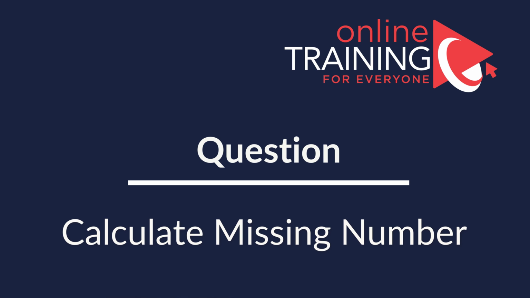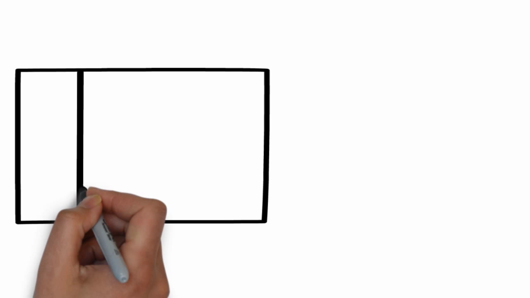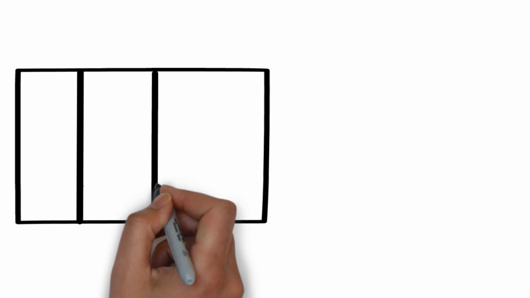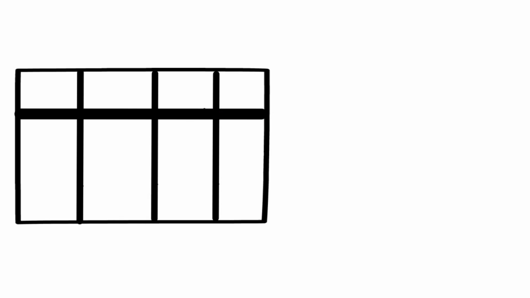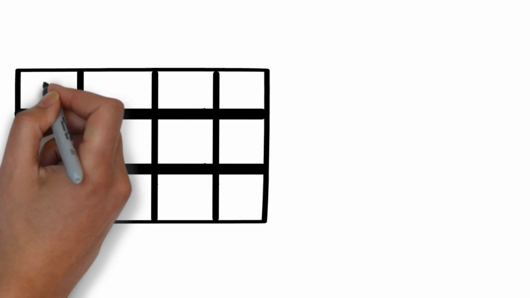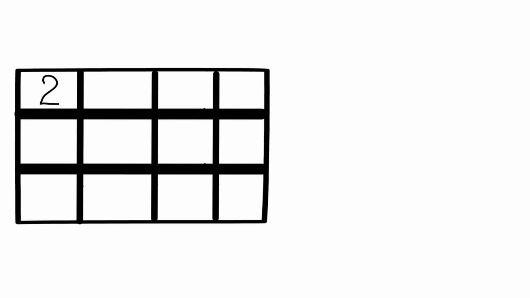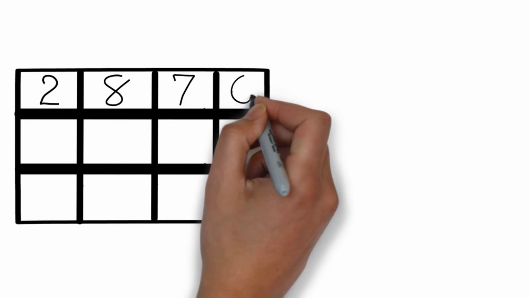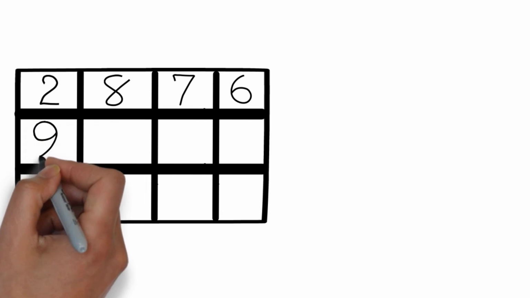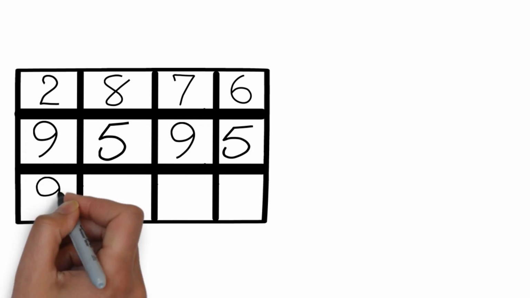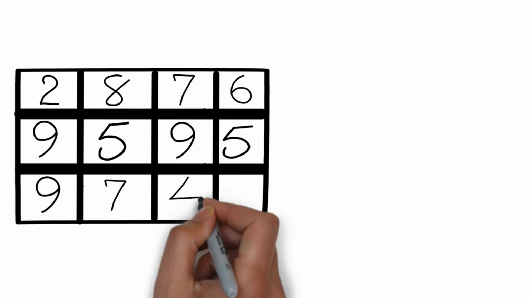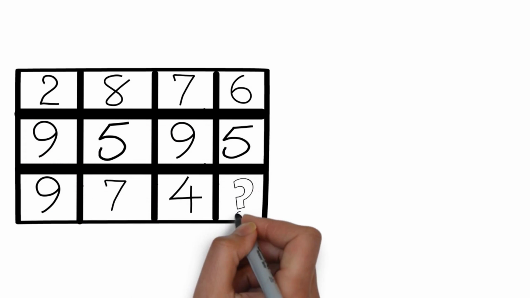Here's one of my favorite questions because it is very frequently used in a test. You're presented with the matrix, 4 by 3 matrix. Each cell in the matrix has numbers. For example, first row in the matrix has numbers 2, 8, 7, and 6. Second row has numbers 9, 5, 9, 5. And the third row has numbers 9, 7, 4, and one number in the bottom right corner is missing.